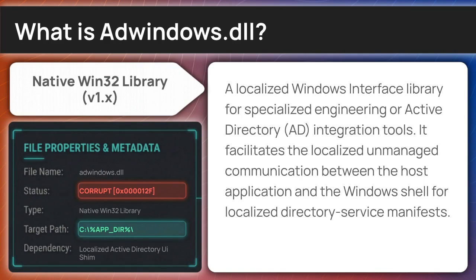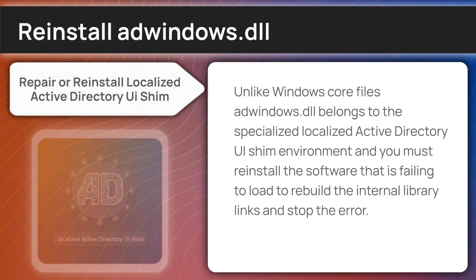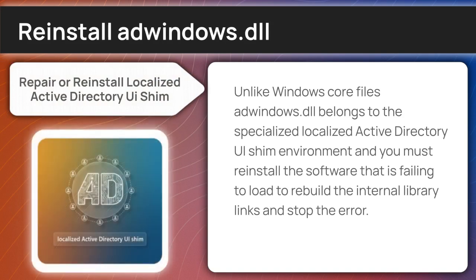Let's transition to the solution, starting with the official Microsoft redistributable. Unlike Windows core files, AD Windows Library DLL belongs to the specialized localized Active Directory UI shim environment, and you must reinstall the software that is failing to load to rebuild the internal library links and stop the error.